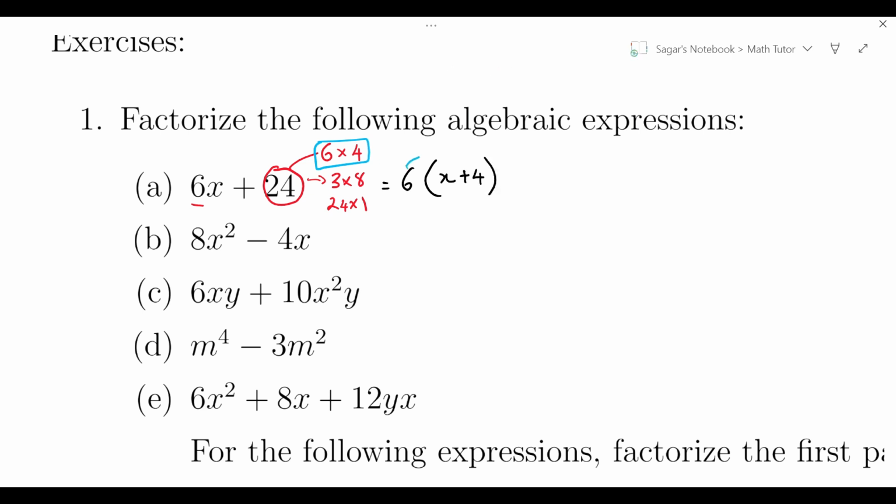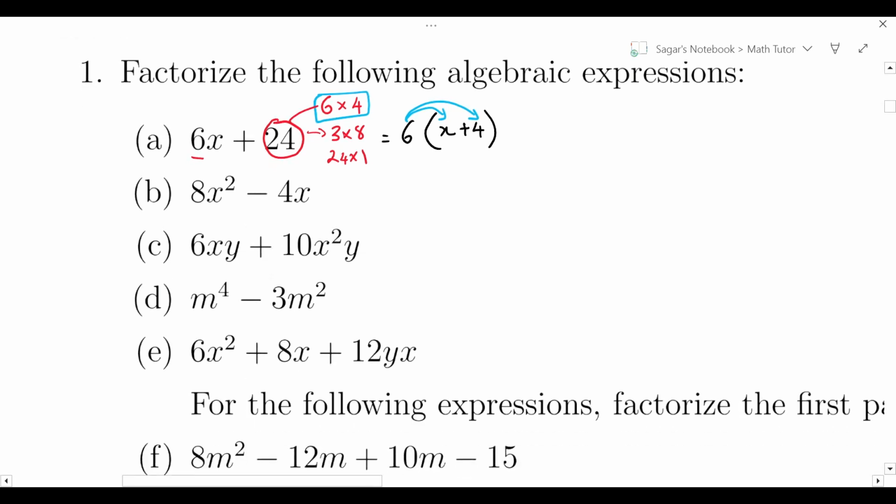If I multiply this out, 6 times x is 6x. 6 times 4 is 24. So I get the exact same thing. Now let's move on to B. Here I see the common factor being x and also 4.